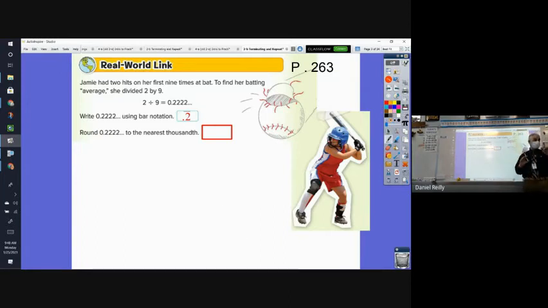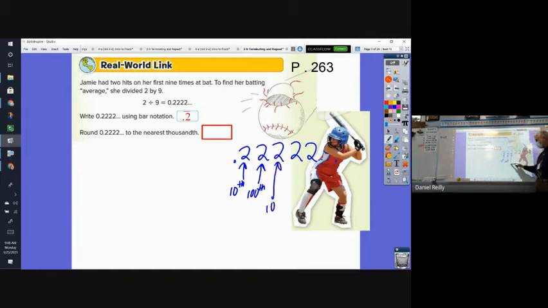So the nearest thousandth is how many decimal places after the decimal point? 4? This is the what's place? Tenth. This is the hundredths. This is the thousandths. It's a very common mistake to think that thousandths is 4 because on this side, the thousands is the 4th number on the whole number side. But on the decimal side, there's no ones, right? Tenths, hundredths, thousandths.